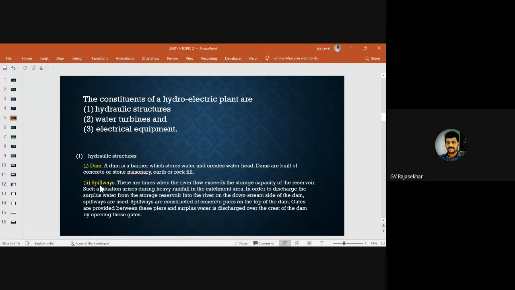Through spillways to the river situated at the bottom of the reservoir. Actually, the water has to flow through the penstocks, then go into the turbine and rotate the turbine, and then come out. But because of some requirements, there may be a situation where we have to send the water directly downstream. So spillways are used for that purpose, where we can directly send the water to the river.